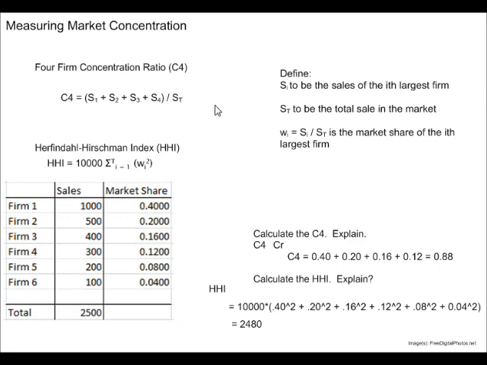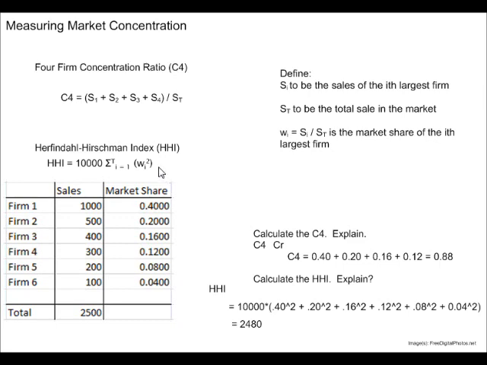The C4 has some problems with it, right? So you can think about how if S1 grew by $100 and S2 shrank by $100, my numerator isn't going to change. And so my C4 wouldn't change, even though I just described a scenario where the biggest firm in the market got bigger at the expense of the other two. It sounds like that's increased inequality, but this four-firm concentration ratio is not going to capture that. So another way to measure market concentration that isn't subject to a little bit of misinterpretation from distributional changes is this thing called the Herfindahl-Hirschman Index, the HHI.